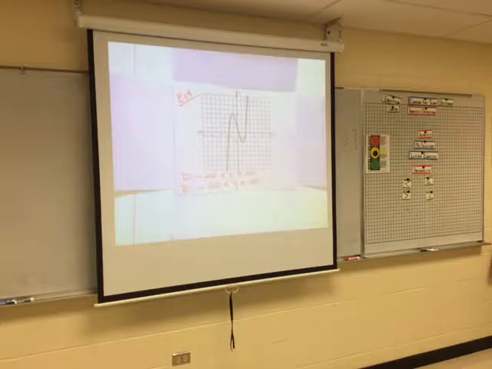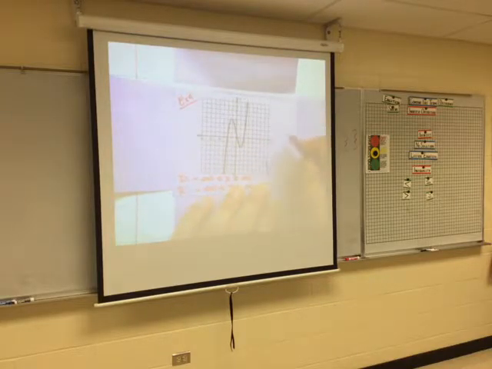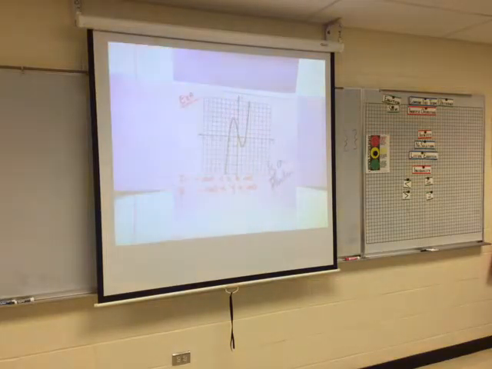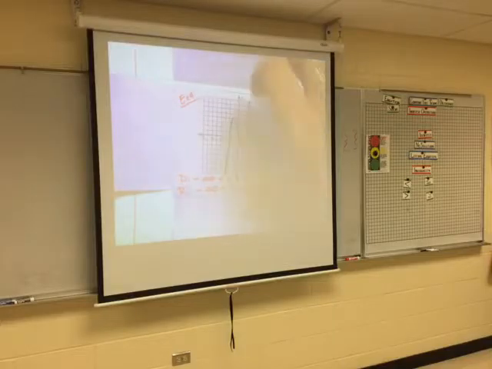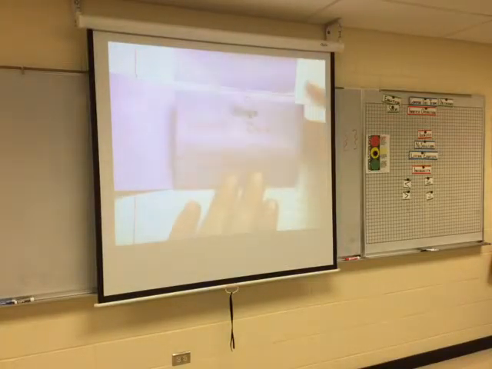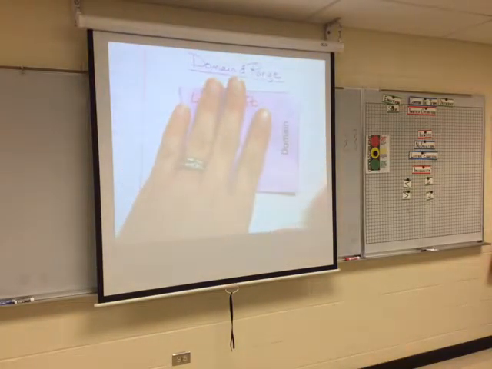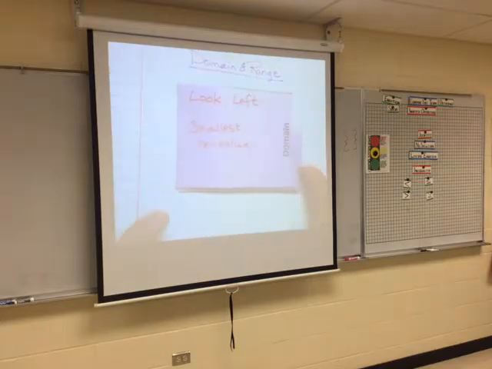And it is a function because it passes the VLT. It is a function. So, if you would, I'm going to fold up my domain and range finder.